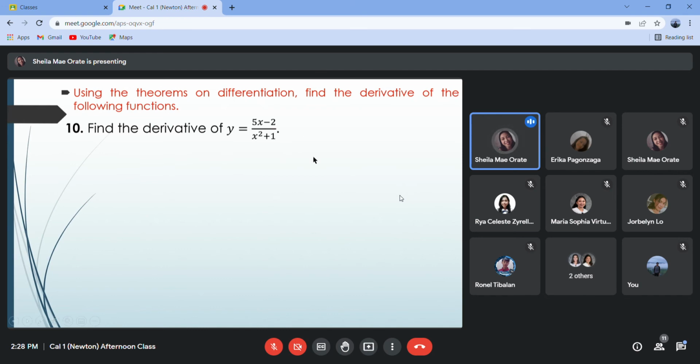Kailangan master ninyo pag-abot sa quotient rule, kay medyo complicated rin ang formula niya. Medyo taas ang formula, gusto memorize. And prone kayo mamali usually ang solving sa quotient rule. So you should remember the formula.